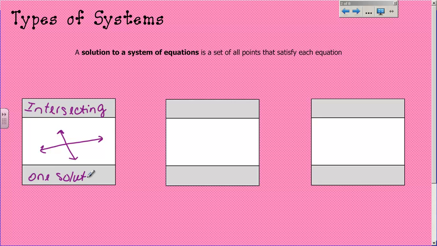And that's going to be really important because you're going to be asked in a minute to determine if something has one, none, or infinite solutions. And we'll talk about how to figure that out. But so an intersecting system has one solution.